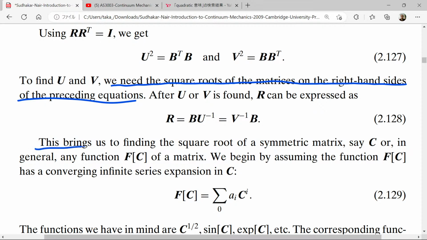This brings us to finding the square root of a symmetric matrix, say C, or in general any function f of C of a matrix. We begin by assuming the function f of C has a converging infinite series expansion in C.